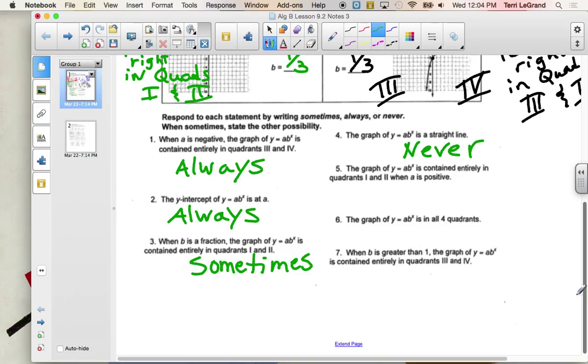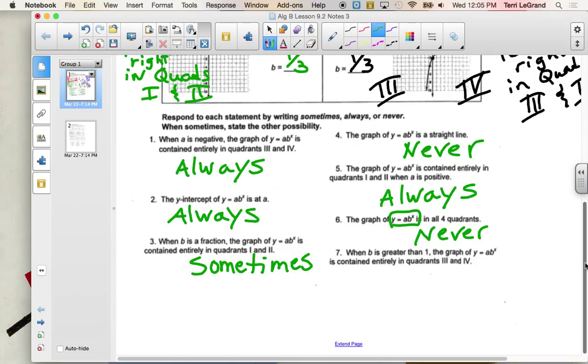Okay, the graph of y equals ab to the x power is contained entirely in quadrants 1 and 2 when a is positive. Always. When a was positive, that's where it ended up, in quadrants 1 and 2. Okay, the graph of an exponential function is in all 4 quadrants. Never. Now, notice that it's in this format. We have to think of it only when it's in this form. When it's in this form, it's never.